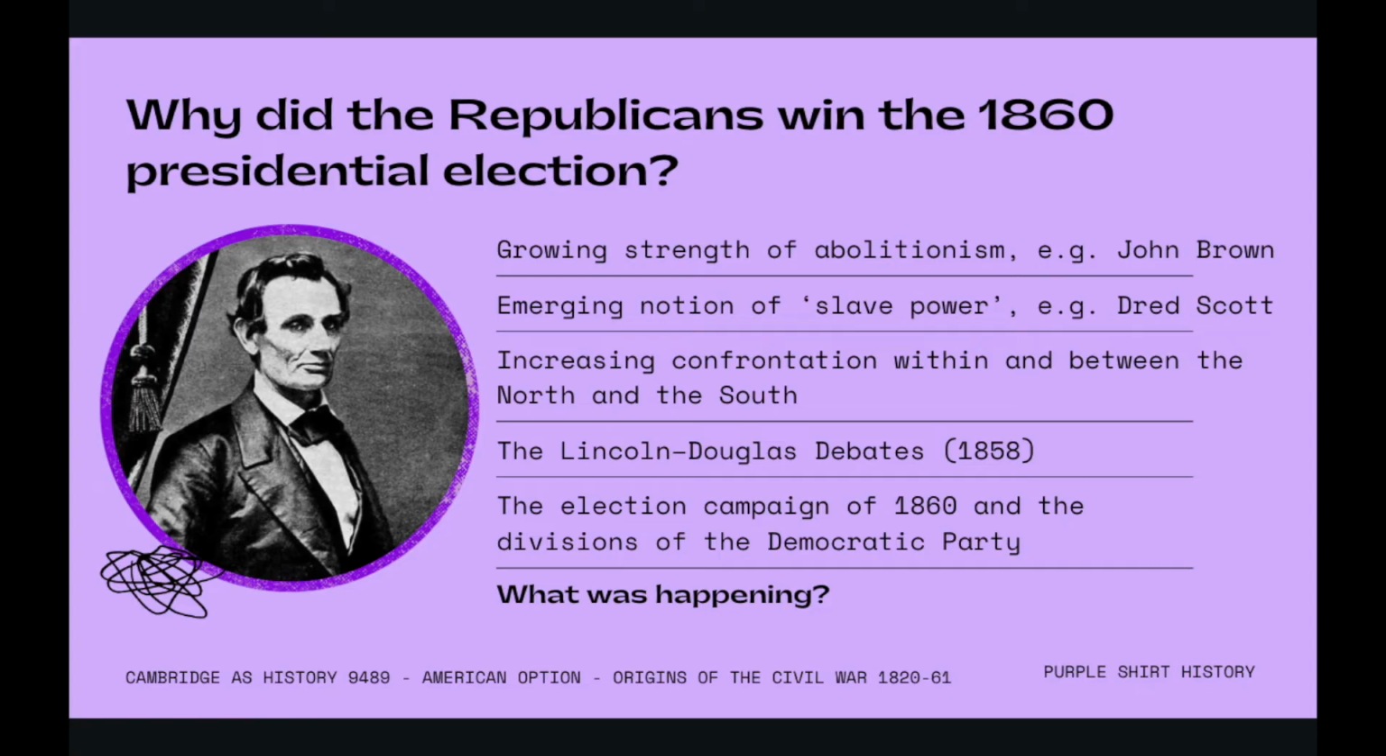Increasing confrontation within and between the North and South. We mentioned Bleeding Kansas, so we already have a war going on, more or less. We already mentioned the Charles Sumner incident, where a Southern congressman beats a Northern senator almost to death. We see the press disparaging each other, very hard to imagine in these days. The press is really vitriolic, and we start to see the contempt that the states have for each other and their practices. The Lincoln-Douglas debates in 1858.